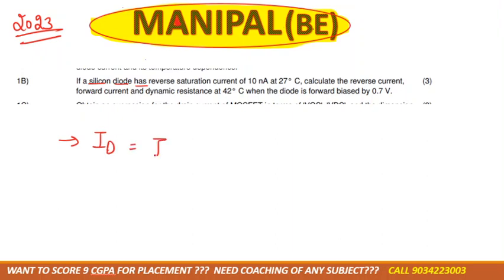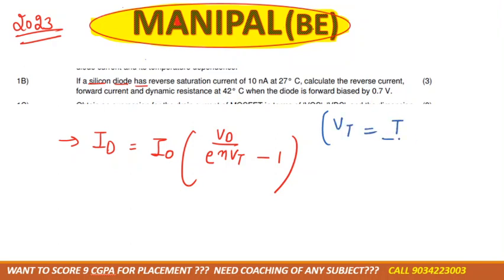ID is equal to I naught e raised power Vd divided by eta Vt, minus 1. So Vt is how much? Vt is related to temperature. Vt formula is T divided by 11600. Vd is the applied bias voltage, the diode voltage basically. I naught is the reverse saturation current. Id is the diode current.